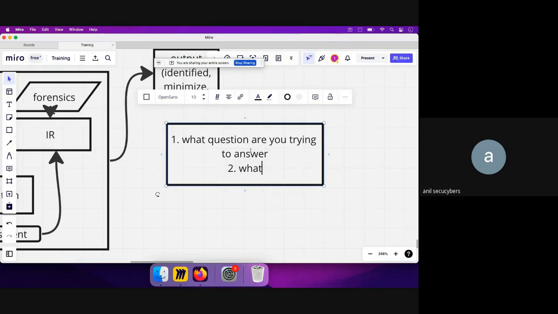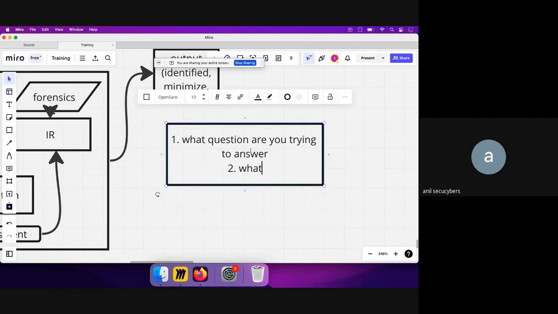You're trying to answer. This will help you to scope your investigation to a limited. You need to limit the scope first. You can't just accept any hard drive and start the forensics and tell, okay, these are all the 100 kind of things that the person did. It's not like that.